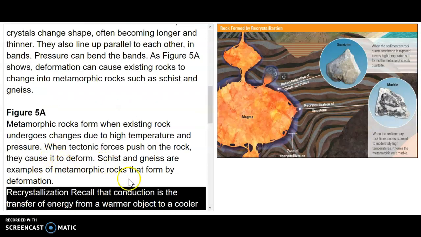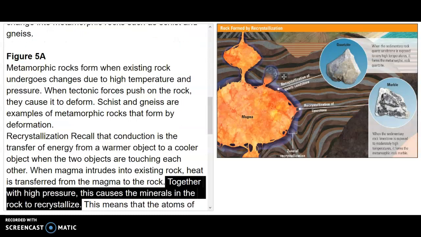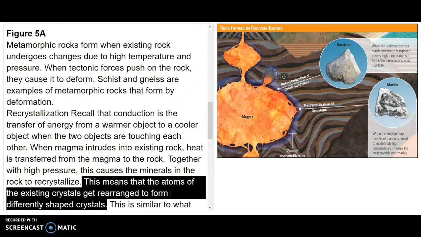Recrystallization. Recall that conduction is the transfer of energy from a warmer object to a cooler object when the two objects are touching each other. When magma intrudes into existing rock, heat is transferred from the magma to the rock. Together with high pressure, this causes the minerals in the rock to recrystallize. This means that the atoms of the existing crystals get rearranged to form differently shaped crystals.